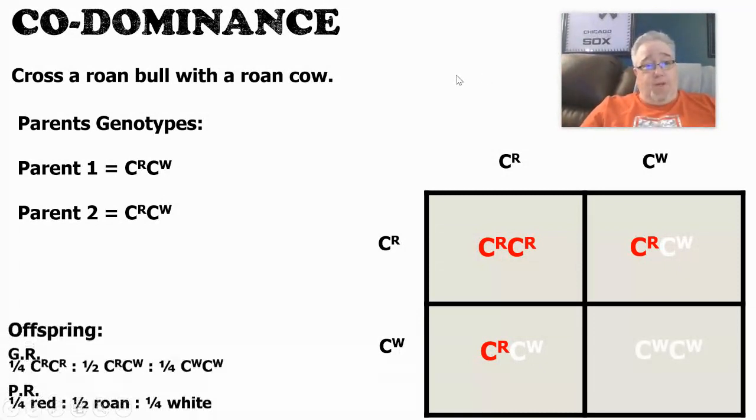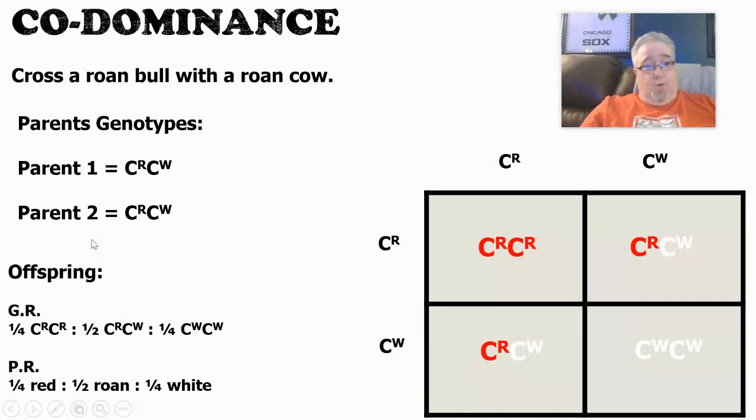So when we do our ratios, 1/4 would be CR CR, 1/2 CR CW, 1/4 CW CW, and then 1/4 red, 1/2 roan, 1/4 white.